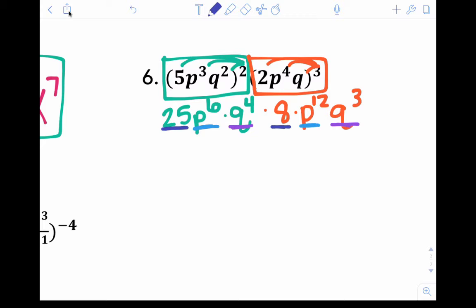So 25 times 8 is 200, and then p to the 6th times p to the 12th. I'm multiplying numbers with the same base, so I am adding the exponents. And then my q's, I have q to the 4th times q to the 3rd. I'm multiplying numbers with the same base, so I am adding those exponents. This is going to be my final answer because I cannot combine any of the rest of it. The numbers stay separate, and then I cannot combine different bases.